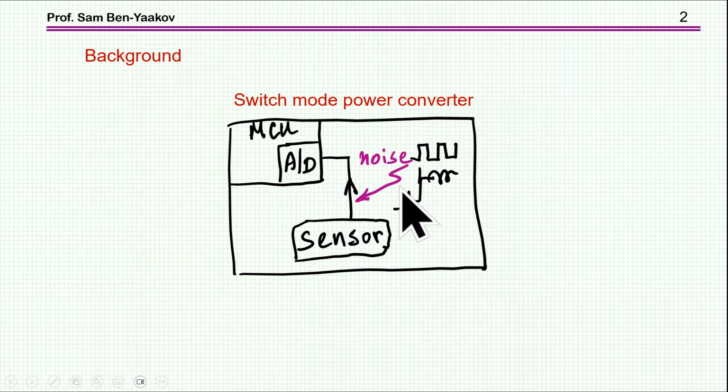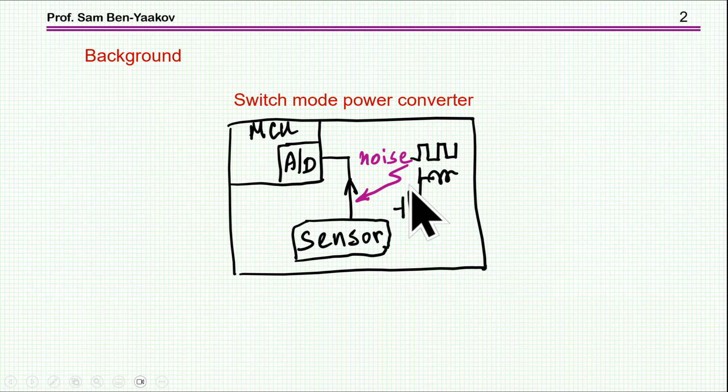And the problem that we have is noise injected into this line of the A to D, and therefore it's corrupting the data, and then the control could be affected by this. So this is the issue actually that is related to the question of aliasing and synchronous sampling.